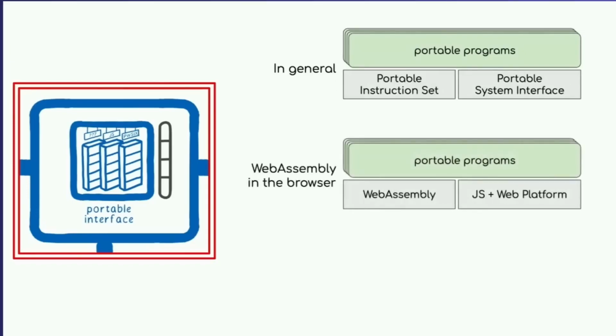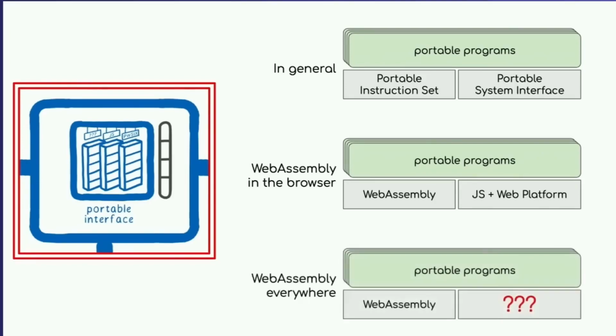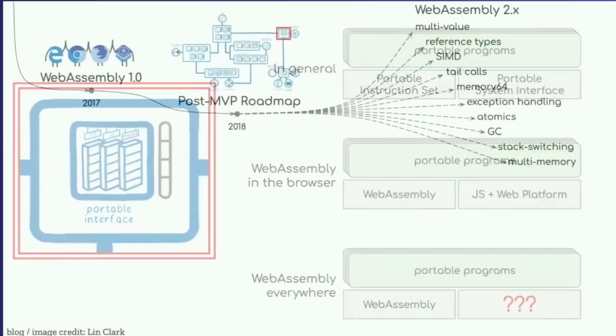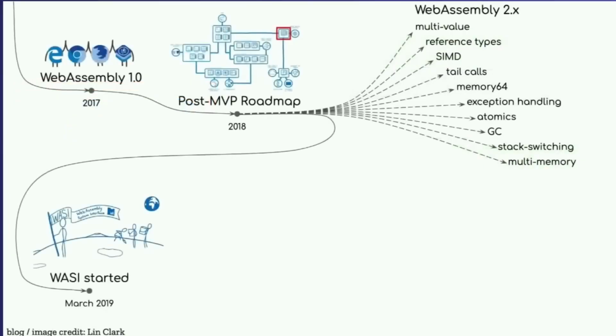Now in the browser, of course, WebAssembly is designed to be that portable instruction set, and JavaScript and the web platform are a natural portable system interface. But if we want to run WebAssembly everywhere, then, well, what takes the role when we don't necessarily have JavaScript or the web platform? So to answer this question, we started the WASI subgroup, WASI standing for WebAssembly System Interface.